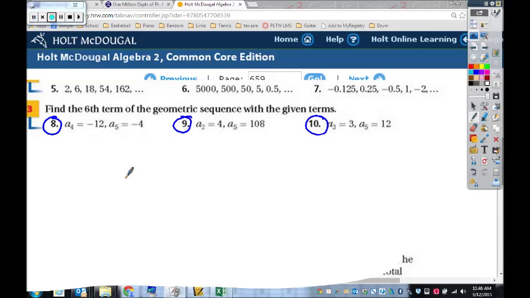Okay, so for number 8, well, to get from negative 12 to negative 4, you should have multiplied by 1/3, so your r would be 1/3. And then when you're trying to find the 6th term, you should get a sub 6 equals negative 4 over 3. For number 9, a sub 6 is 324.